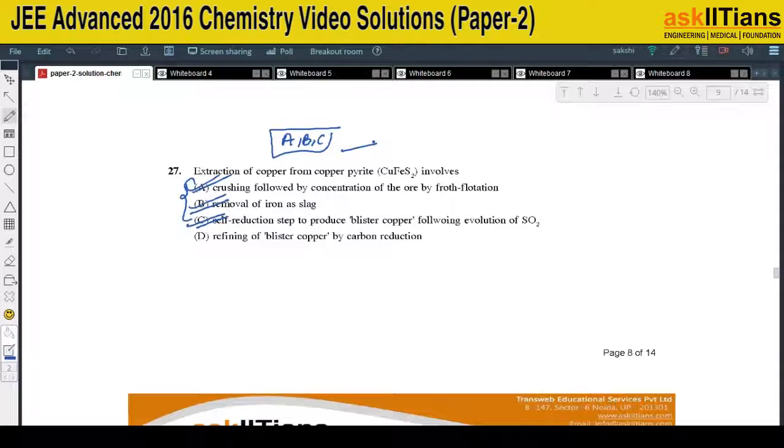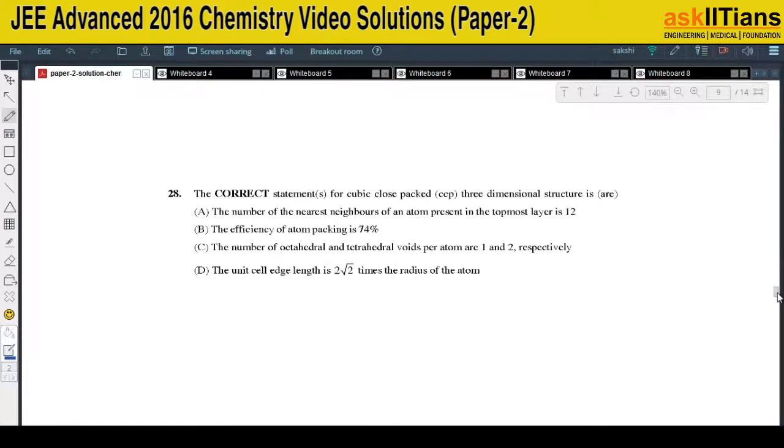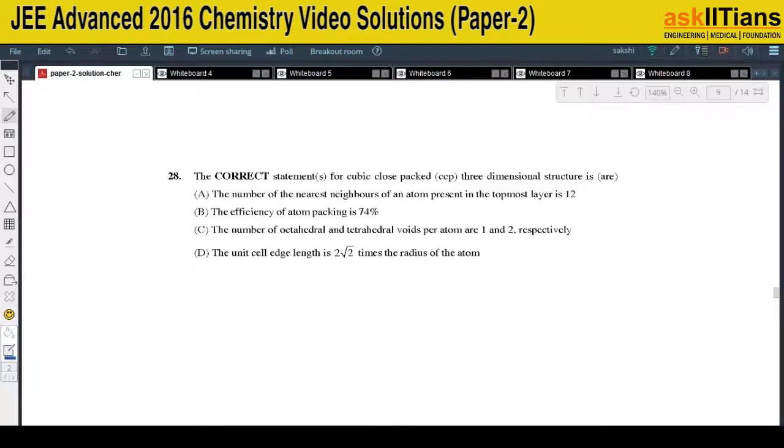Now having done with question number 27, let's start with question number 28 this time. Let me first make you read this question. This says that the correct statement(s) for cubic close pack, CCP, 3-dimensional structure is or are: the number of nearest neighbors of an atom present in the topmost layer is 12. The efficiency of atom packing is 74%. The number of octahedral and tetrahedral voids per atom are 1 and 2 respectively, and the unit cell edge length is 2√2 times the radius of an atom.